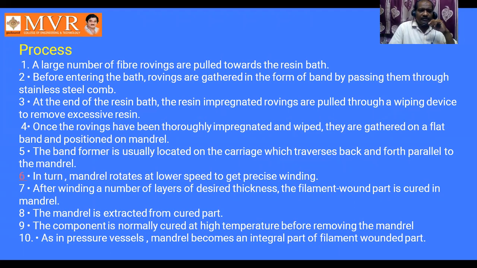This is an example. In pressure vessels, the mandrel becomes an integral part of the filament wound part. Certain pressure vessels must withstand and hold the pressure inside. It may be a gas or a liquid at high pressure. For that, we should protect against breakage of the cylinder, so we wind it with fibers. Those fibers are treated with resin, pigments, and ultraviolet absorbers. This is the general procedure.